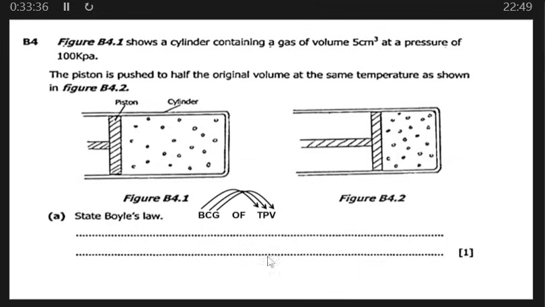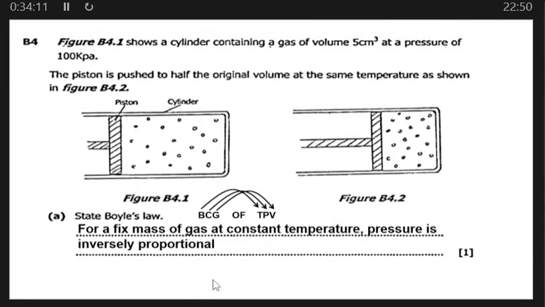Now, when you read the question, they're saying the piston is pushed to half the original volume at the same temperature. The same temperature means that the temperature is not being changed. So temperature is constant, and the law which deals with constant temperature is Boyle's law. That's why they have said state Boyle's law. So they have actually helped you. Boyle's law is given as follows: for a fixed mass of gas at constant temperature, pressure is inversely proportional to volume. So let's go to the next question.